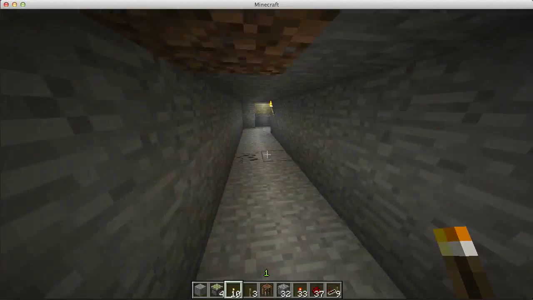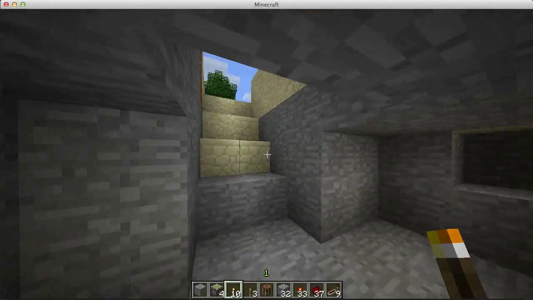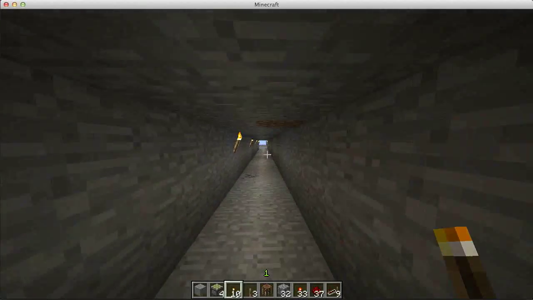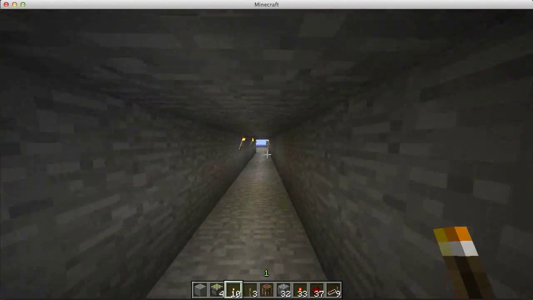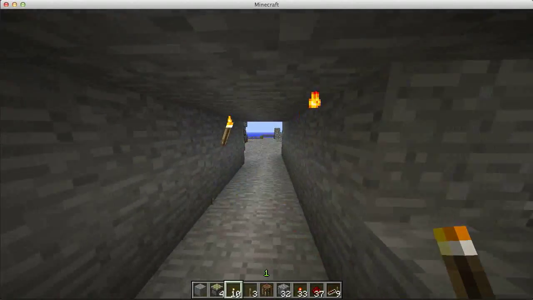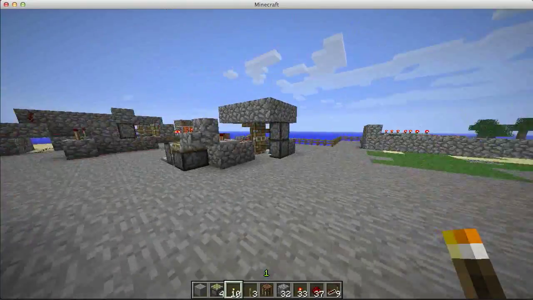Cool. I didn't know that was here. Having something at the end of the tunnel is also very useful. This just kind of gives it a general impression of a long corridor. Obviously that's a little obvious, but you get the general idea.